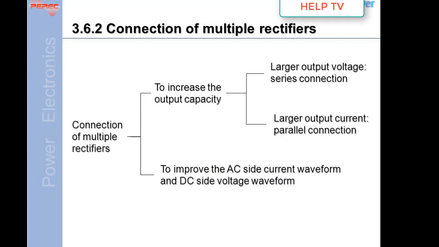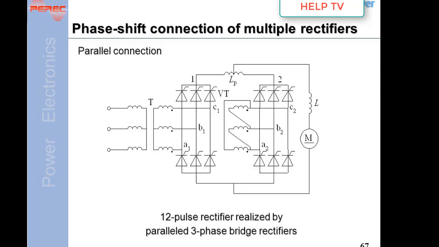3.6.2 Connection of multiple rectifiers. Power electronics. Connection of multiple rectifiers: to increase the output capacity, and to improve the AC side current waveform and DC side voltage waveform. Larger output voltage, series connection. Larger output current, parallel connection. Phase shift connection of multiple rectifiers.